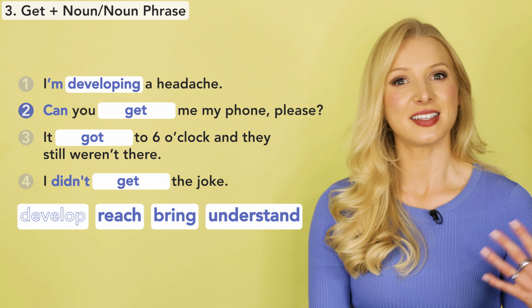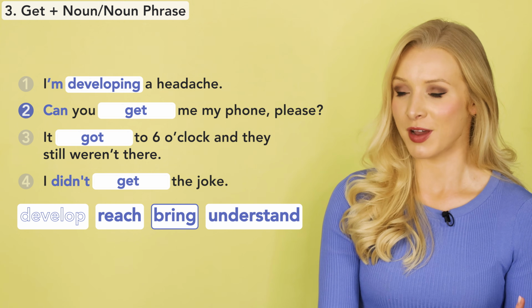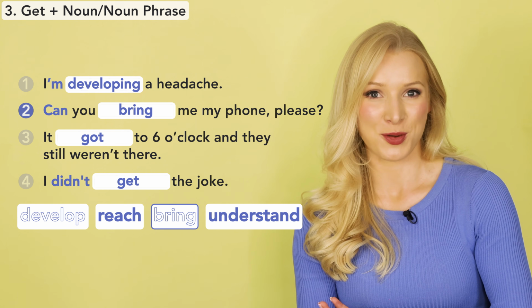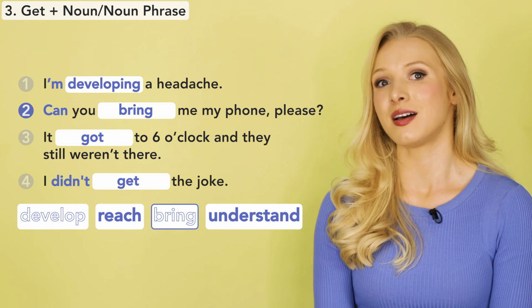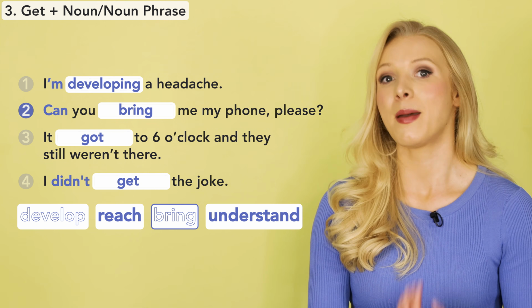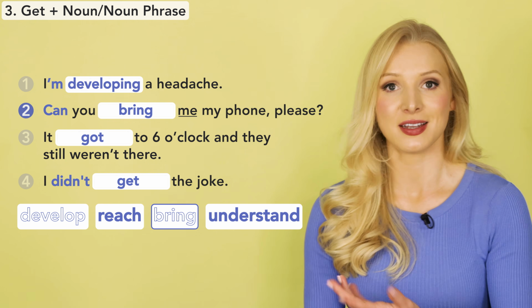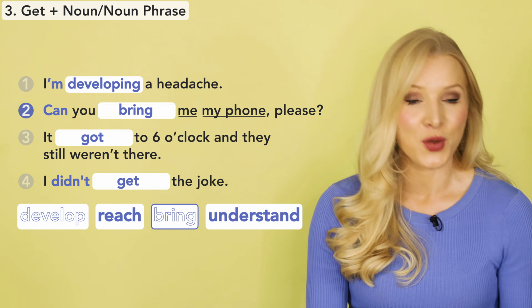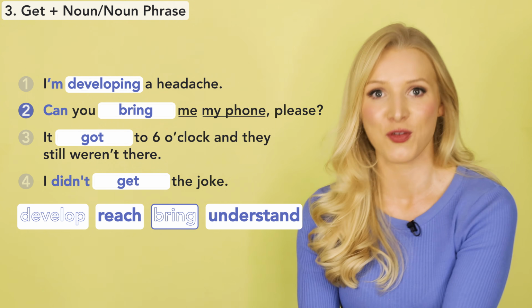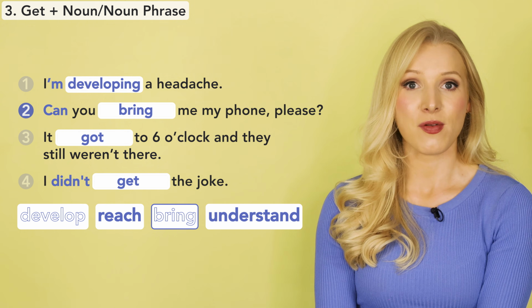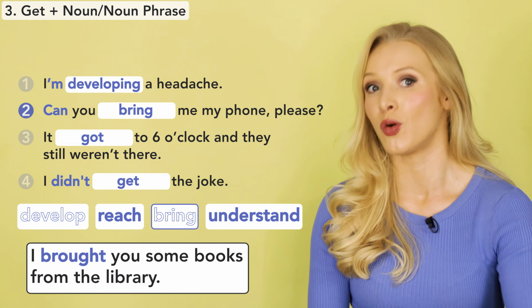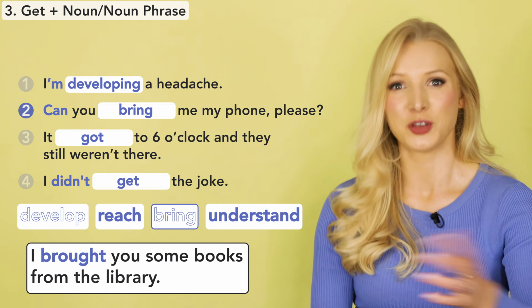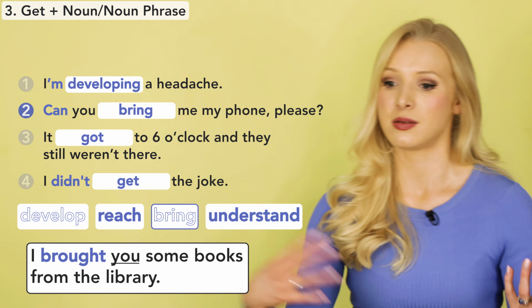Number 2 is bring. Can you get me my phone, please? Can you bring me my phone, please? We can use get to mean bring. Often we use 2 objects after get with this meaning. Here, me is the first object, the indirect object, and my phone is the second object, the direct object. Another example, I got you some books from the library, or I brought you some books from the library. The 2 objects are you and some books.